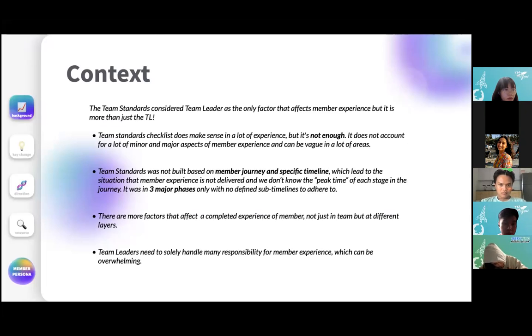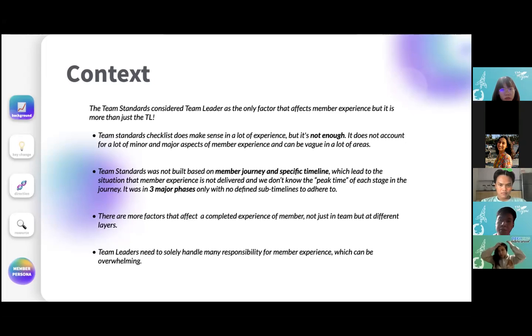The team standards, which we already had, gave us a checklist. It gave us an understanding of how the experience should be, but it was not enough, as it was only focused on the team aspect and not on how the entire membership experience goes. It does not account for a lot of minor and major aspects of member experience. That is why a lot of member experiences still feel incomplete, even if the team standards are delivered properly.